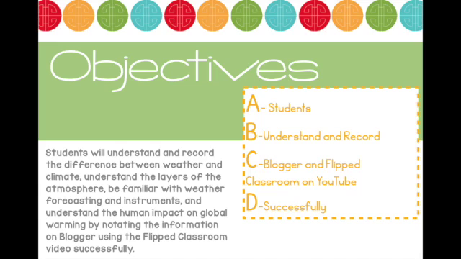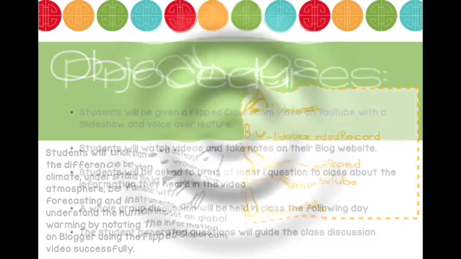Now, if you look at the ABCD of my objectives, my audience is my students. My behavior that I'm hoping they will be able to do by the end of the lesson is to understand and to record the information. The conditions that I'm going to be utilizing are Blogger for them to record their notes on and a Flipped Classroom Video utilizing YouTube. And finally, the degree at which I expect them to do this is successfully. They're either going to complete the activity or they're not. There's not necessarily an assigned grade or percentage that goes along with this particular lesson.